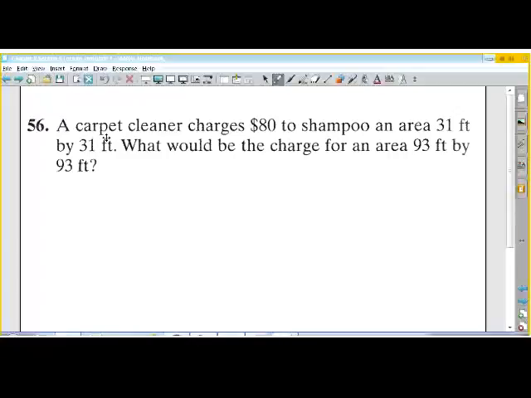So they're charging on an area basis. What we would do is set up a ratio. $80 is to 31 feet by 31 feet, which gives me an area. It's a rectangular area, they don't say it, or actually, it's a square area. And so we're going to set up a proportion, and we want to know how much we are going to charge for 93 feet by 93 feet. So that is doing it as a proportion.